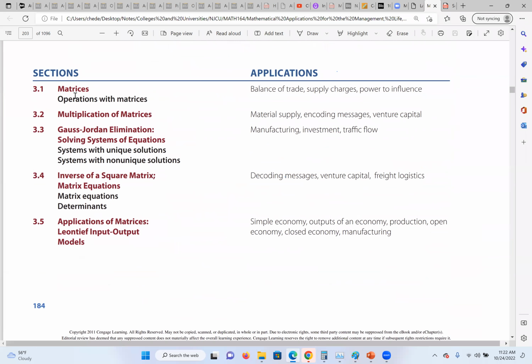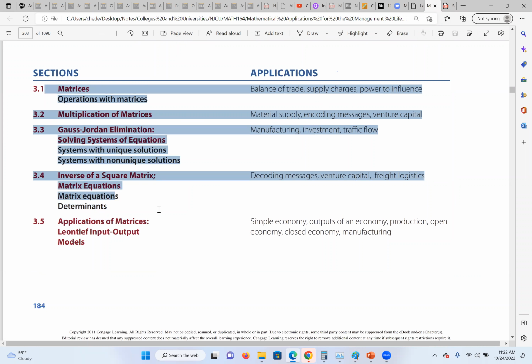Okay, so again, in chapter 3 we talk about matrices. You should know addition, subtraction, and how to multiply matrices, and Gauss-Jordan, and also the inverse of a square matrix using the matrix equations. So we should know up to section 3.4. Actually, that's where we reached.